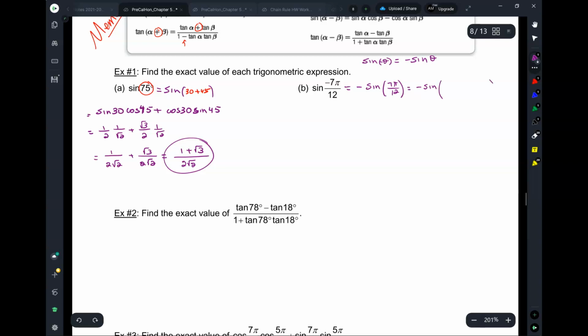I need to split this into two fractions that add up to 7 pi over 12, but they have to be one of the radian angles, like pi over 3, pi over 4, 2 pi over 3, one of those. So I have come up with a foolproof way of doing it. All right, you want me to tell you?